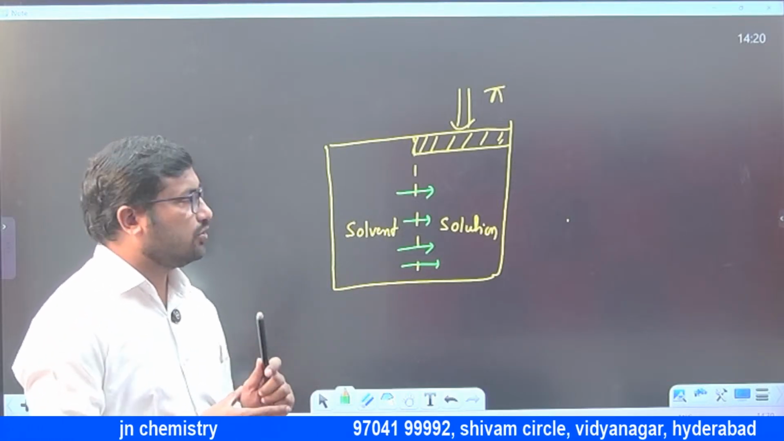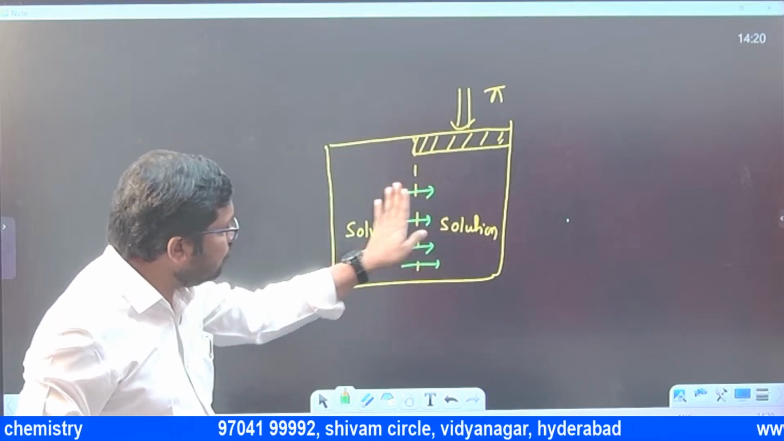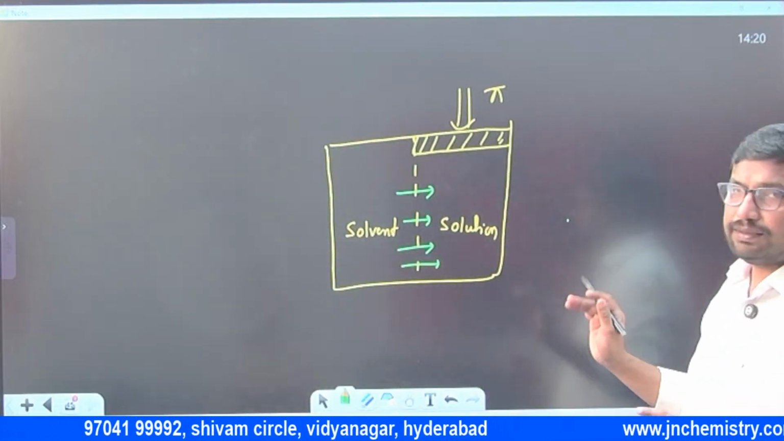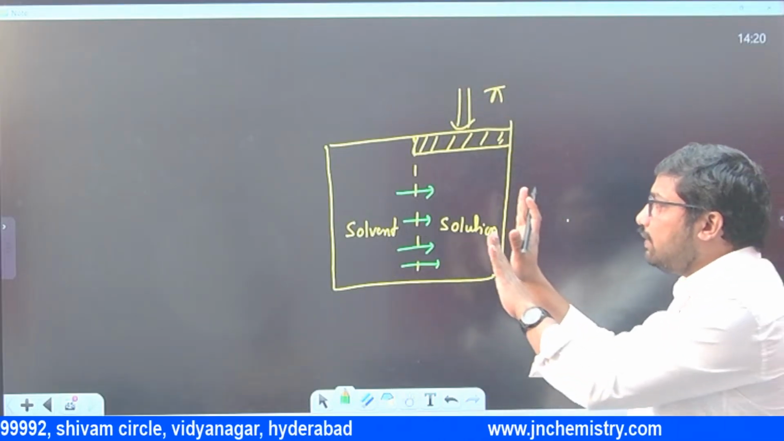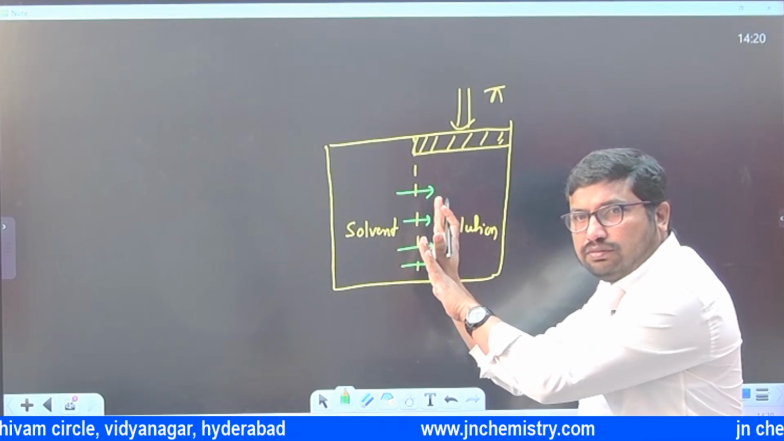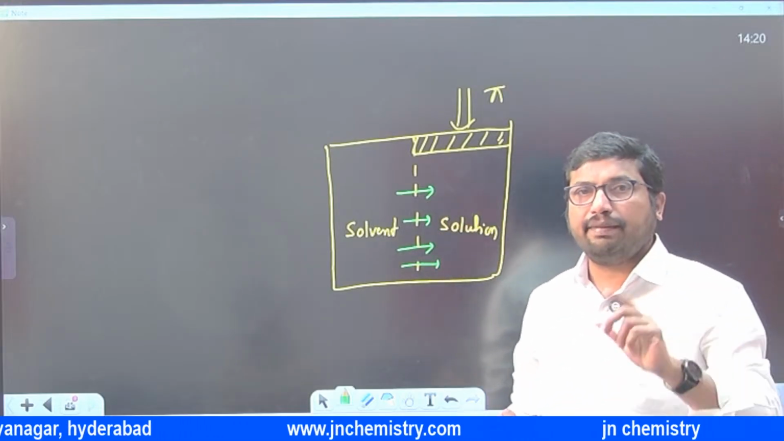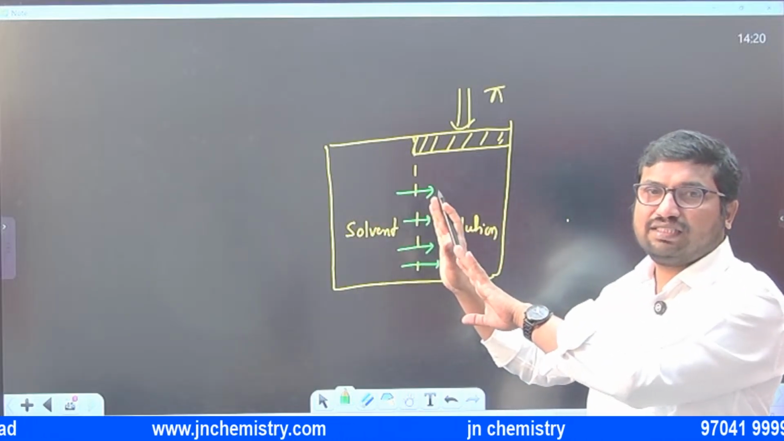So we are applying some pressure to stop the flow of solvent. That pressure is called osmotic pressure. What is osmotic pressure? We are applying some pressure to stop the flow of solvent. That is called osmotic pressure. Imagine if I am applying more than the osmotic pressure.